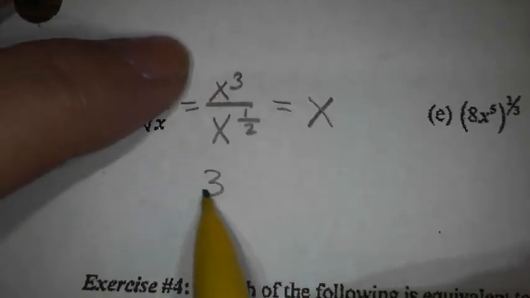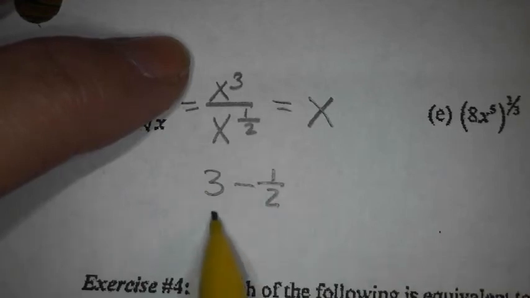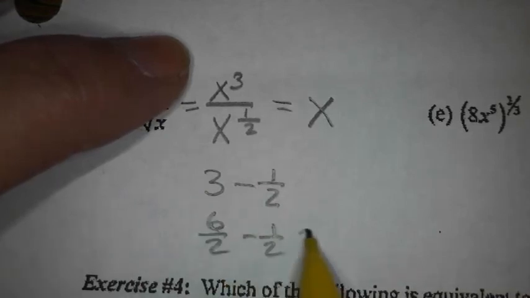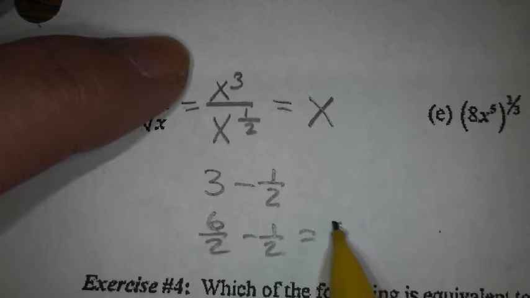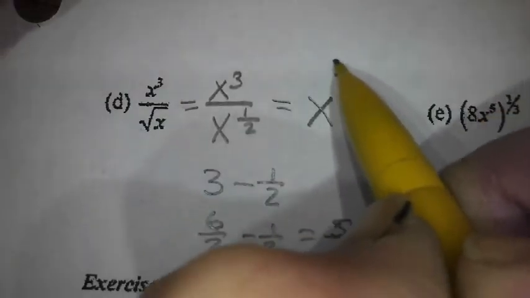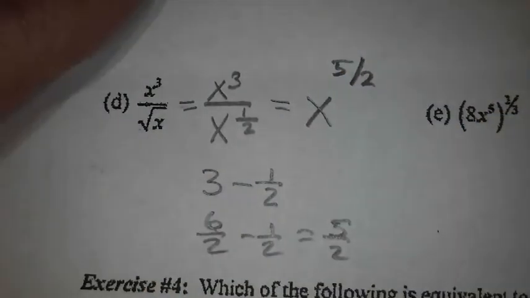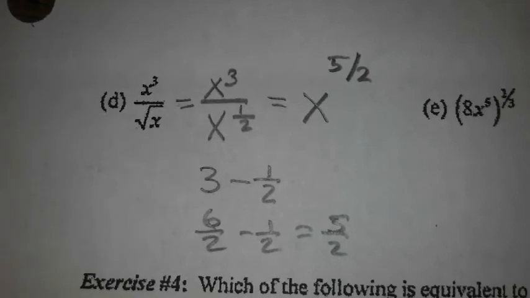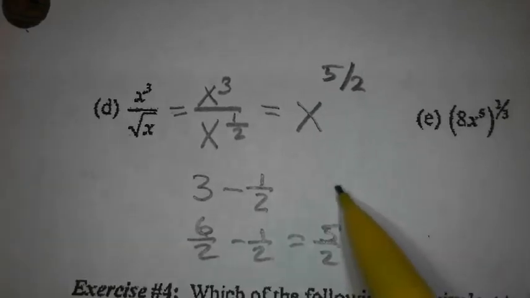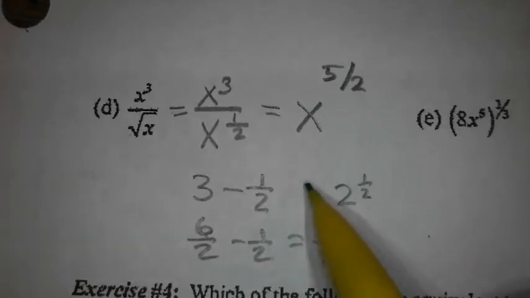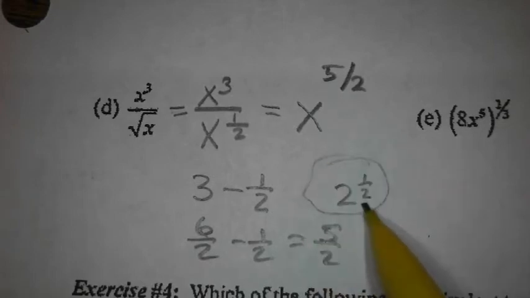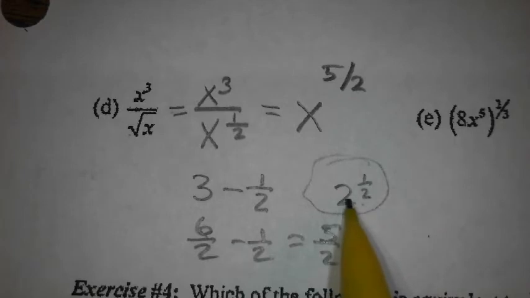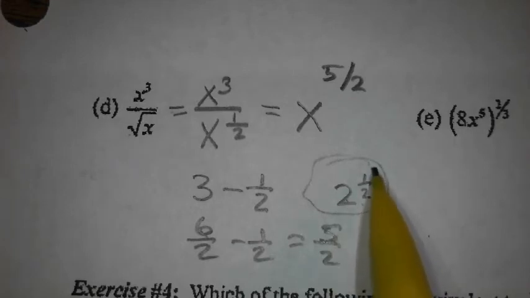So 3 minus 1/2 is going to be 6/2 minus 1/2. Who said it? Nathan, good job. 5/2. X to the 5/2 power. You're not going to see a mixed fraction. I mean, if you wanted to think of 2.5, do you remember how to translate a mixed fraction to an improper fraction? You take 2 times 2, you get 4, add 1, you get 5/2. Remember that? It's been a while.